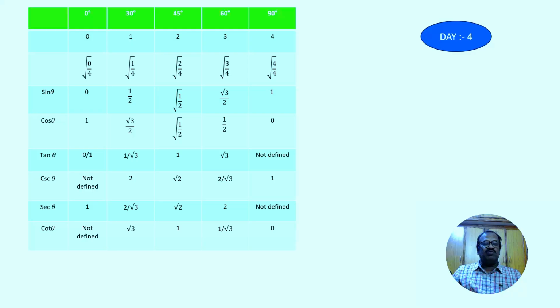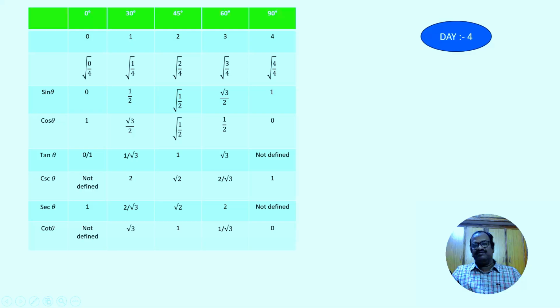Now this is called cotangent theta. For tan theta, here it is also two ways. You may take tan theta converse or you may take tan theta inverse. We are getting the same value, not defined. 1 by root 3, 1 by 1, 1 by root 3, and 0 by 1, 0. This is how we are calculating these values.